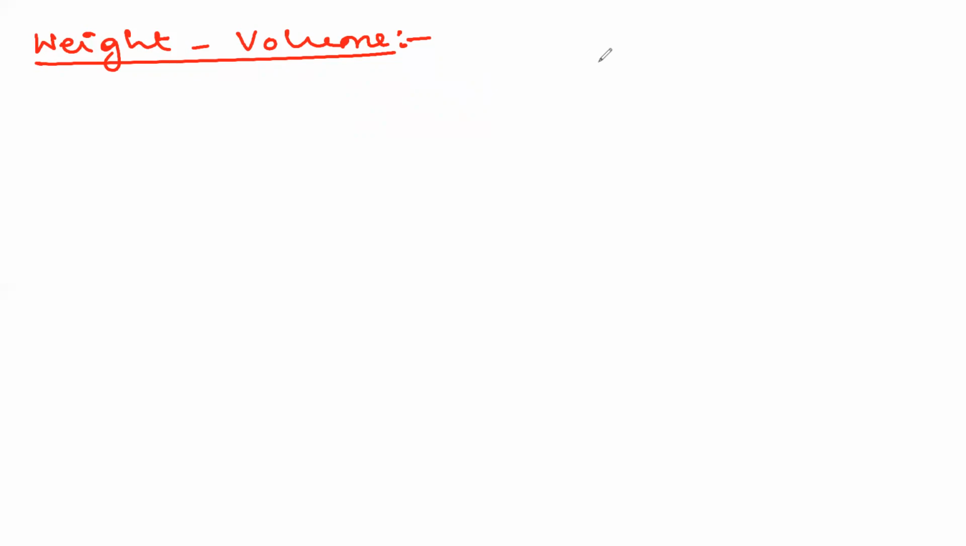And by reading the question, we can say they have given weight and volume. In this case, they'll give the weight of the reactant or volume of the reactant, and they ask us to find the weight of the product or volume of the product. So this is called weight-volume relationship. Now consider question number 1.